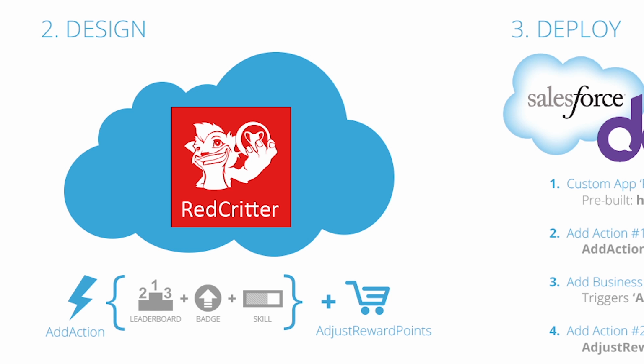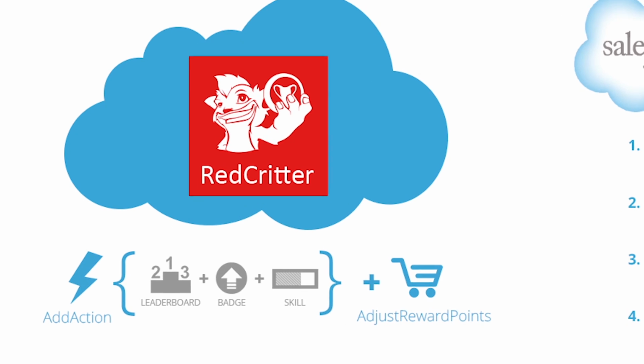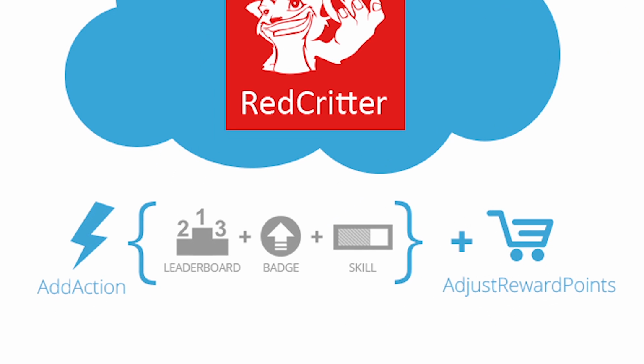And so the way I'm going to implement this, I'm going to create an action in RedCritter through action points, which we're going to configure. It's going to affect a leaderboard. It's going to give out badges to my top specialists. And then I'm also going to create a skill that also will be influenced by this action. And so every time an action happens in desk.com, it comes into RedCritter and is processed, triggering updates to each of these items. So that's pretty cool.